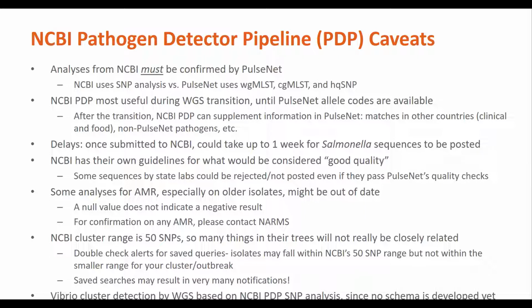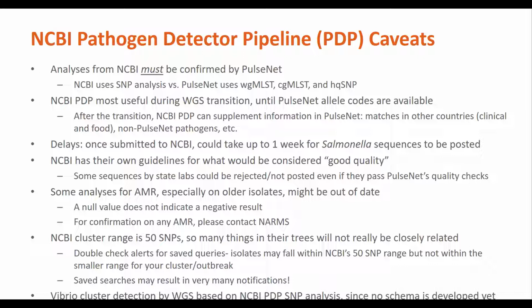I mentioned before, but there is a delay in seeing some of the information in the isolate browser in NCBI. It can take up to a week. So just because you know that a sequence has been uploaded doesn't necessarily mean it's going to be available immediately to query in their browser. NCBI does also have their own guidelines for what can be considered good quality and what would pass its quality metrics. So some of the sequences that have been uploaded might be rejected by NCBI, even if they have passed PulseNet quality checks. So if you're not seeing it in that browser and it's been over a week, it may be because it didn't pass the quality metrics.